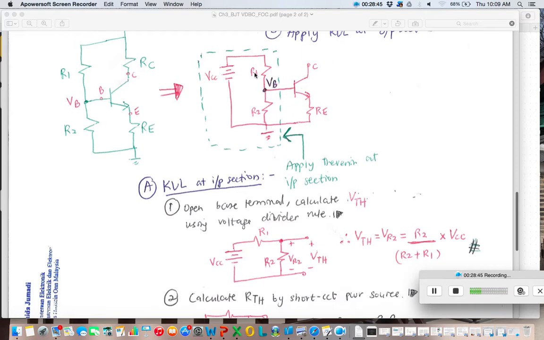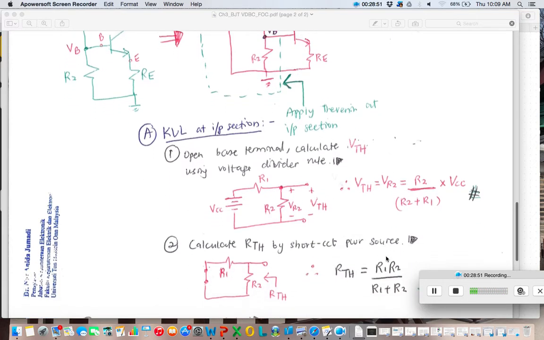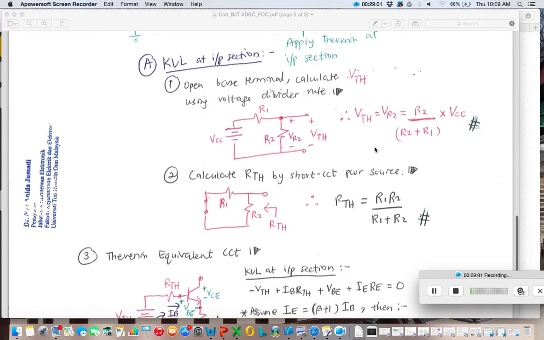On the left, we have R1, R2, ground and VCC. So now you can calculate VTH. VTH is equal to VR2, or VB, which is R2 over R2 plus R1 times VCC. So you manage to get VTH. Second step, you must calculate RTH. VTH comes together with RTH.